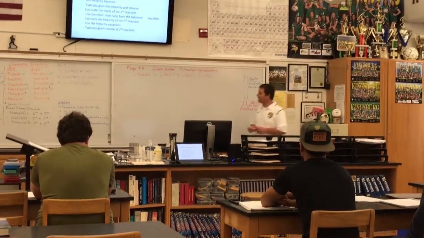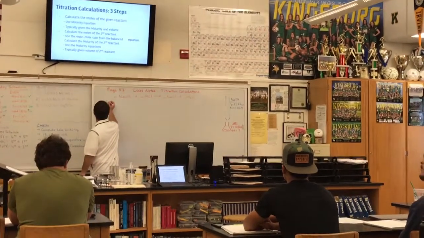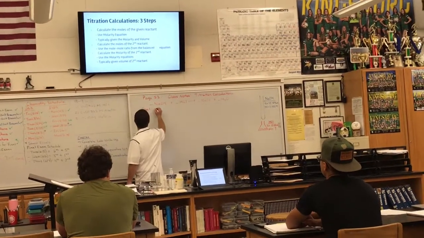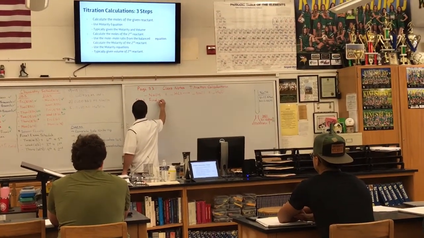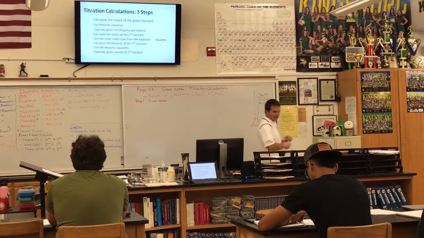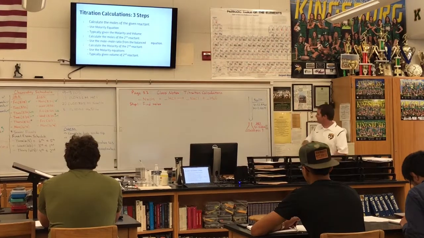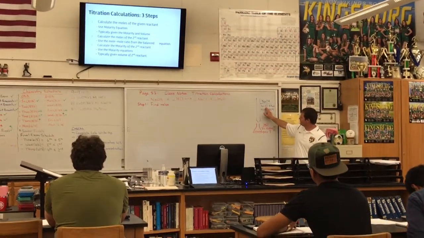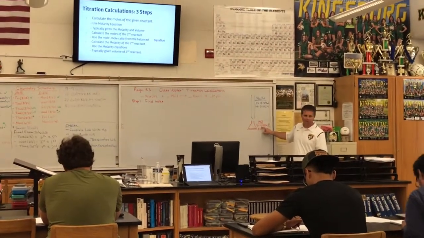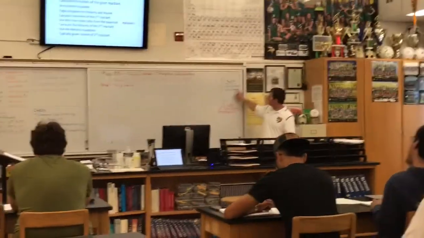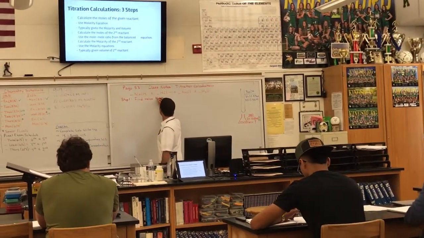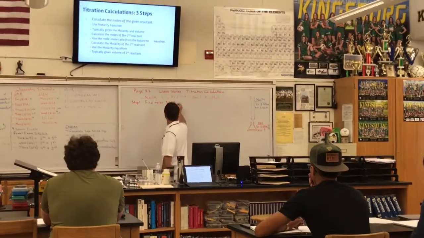So how are we going to go about doing this? We're going to follow these 3 steps. Step 1, instead of putting calculate down, I'm going to put find. And what am I finding? I'm finding the moles of my given reactant. The given reactant is the reactant that is given the volume and the molarity. Notice HCl, you only have the volume. This one you're given the volume and the molarity, so NaOH is my given reactant. So I'm going to find the moles of NaOH.